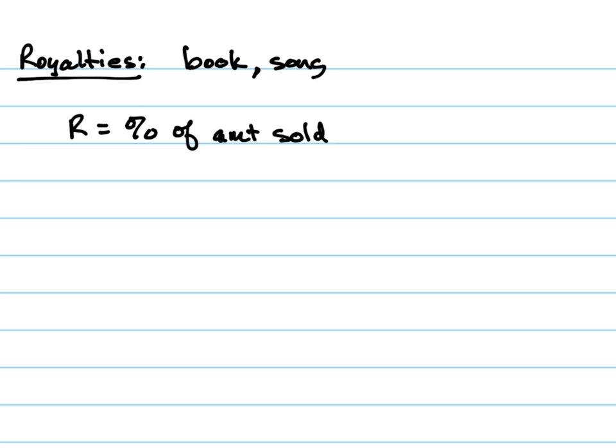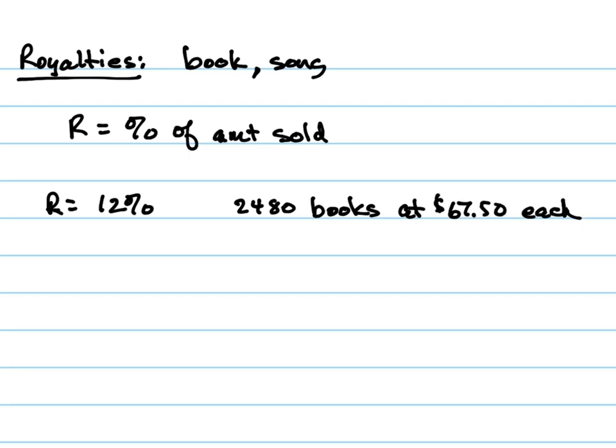If we have the royalties, so let's say we get 12% royalty fees. And we want to find the royalties if you sold 2,480 books at $67.50 each. Remember that royalty is the percent times the total amount sold. So before I can do anything else, what I want to do is I want to just multiply those two together to be able to get the total amount sold.